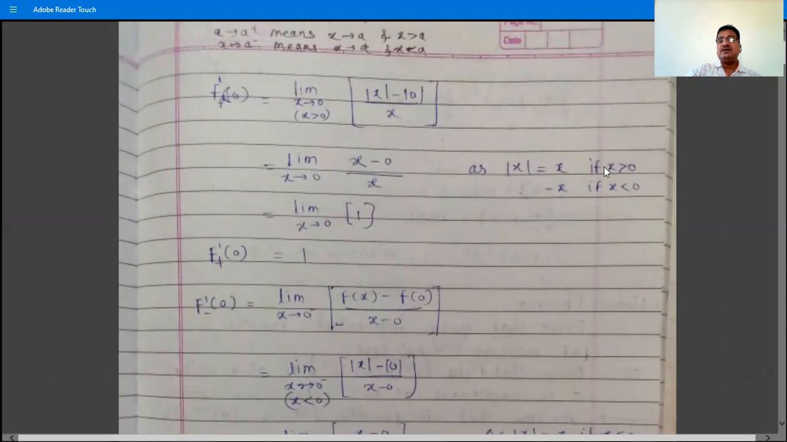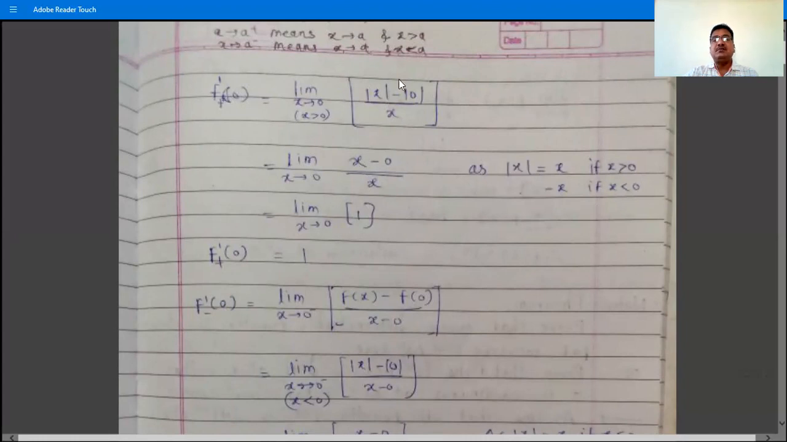Mod x is x if x is greater than 0, and mod x is minus x if x is less than 0. Look, we know that mod 5 is 5, but mod minus 5 is not minus 5. Mod of minus 5 is minus of minus 5, that is plus 5. So mod of x is minus x if x is negative.